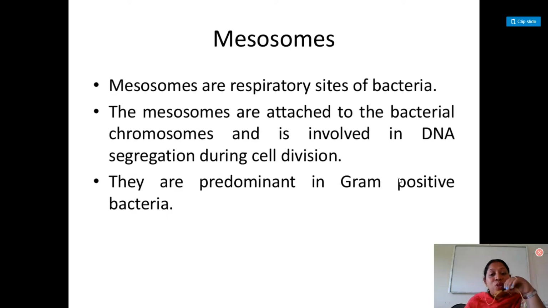The next one is mesosome. Now, mesosomes are the respiratory sites in bacteria. If you see the textbook reference of the bacterial cell structure, it will show you an invagination inside, something which has come inside the cytoplasm. Yes, that is what we call a mesosome. Mesosomes are attached to the bacterial chromosome and are involved in DNA segregation, helping the DNA so that cell division will take place. They are predominant in gram-positive bacteria.